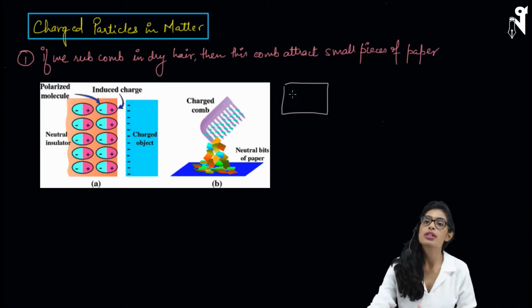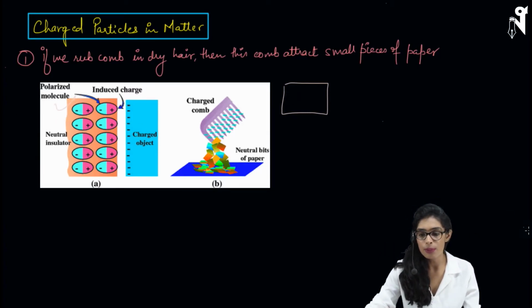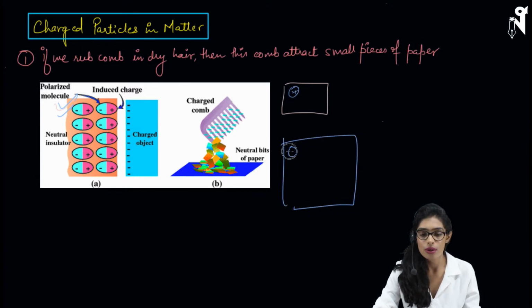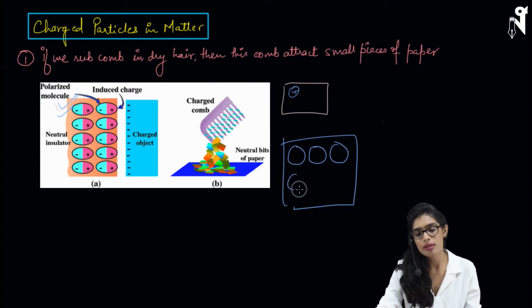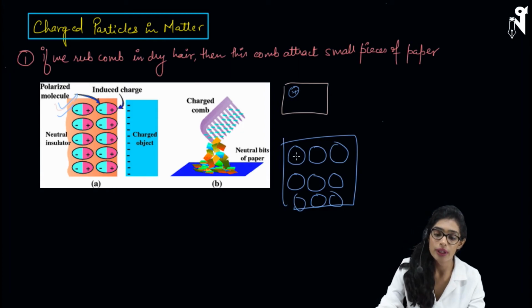So the same number of electrons and protons are present throughout the piece of paper. I have shown the piece of paper over here. This is my piece of paper, so let's say this is my atom, this is my atom, and so on. And I'm just showing that there is a nucleus in the center which will have some protons.